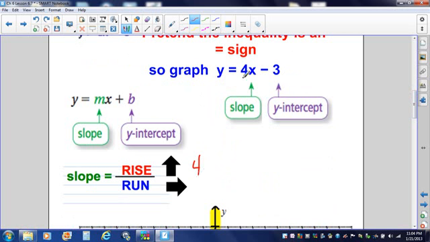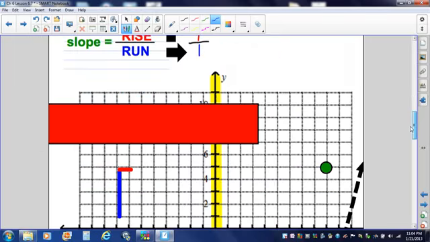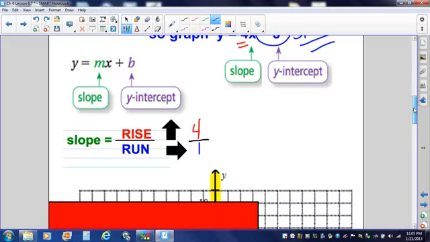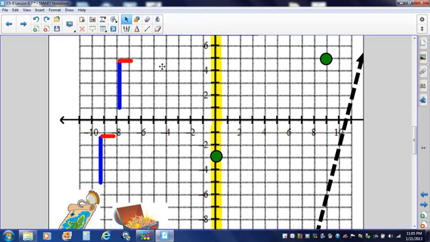Remember that our rise will be 4, and we will make a denominator of 1 to be our run. So go to your graph. We're going to start at the y-intercept, which is negative 3. So I'm going to go down to negative 3. Remember, this is my y-intercept going up and down, and I'm going to put a dot.